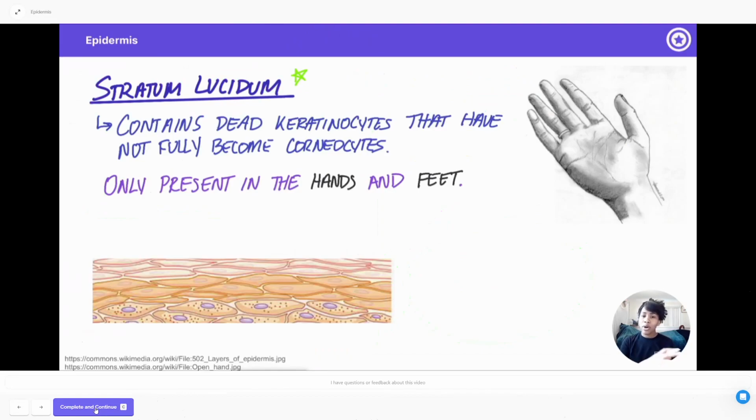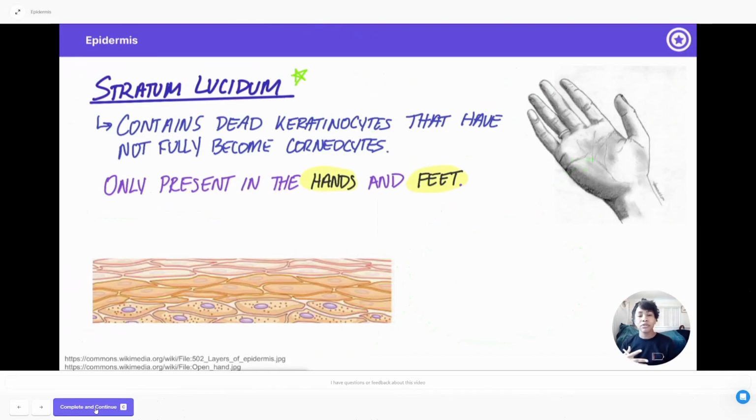So they're not quite the cells that belong in the stratum corneum, and they're also not quite the cells that belong in the layer below the lucidum. But the important thing about the stratum lucidum is that it is only a layer that is present within the hands and the feet. So you may notice the skin on the palm of your hand, as well as the soles of your feet, are a little bit thicker and different in quality than the rest of your skin, right? But that's just because it has this extra layer that other parts of your body do not.